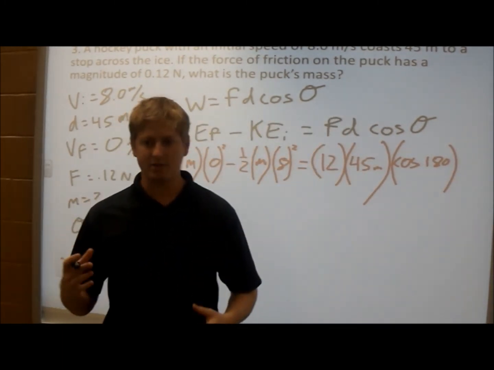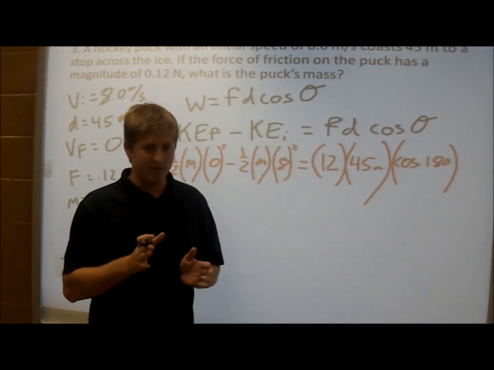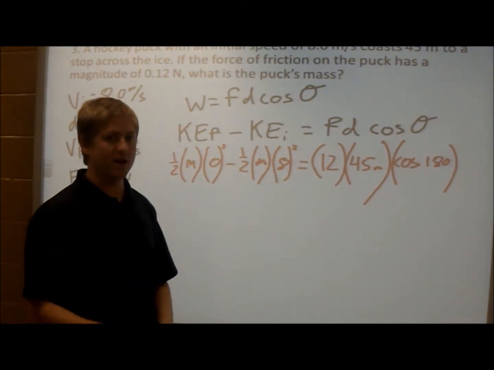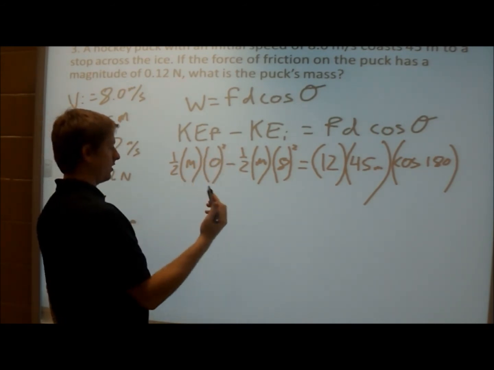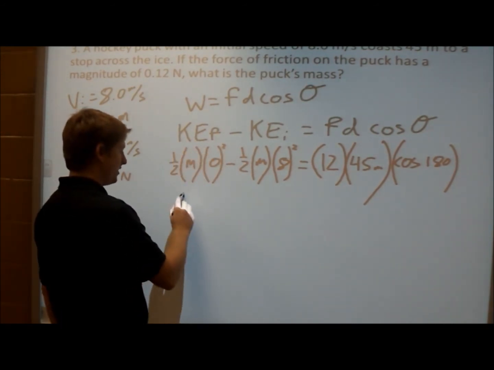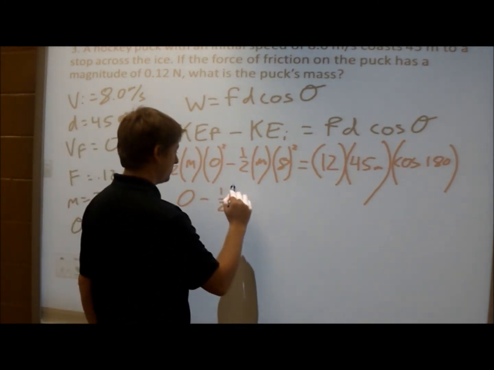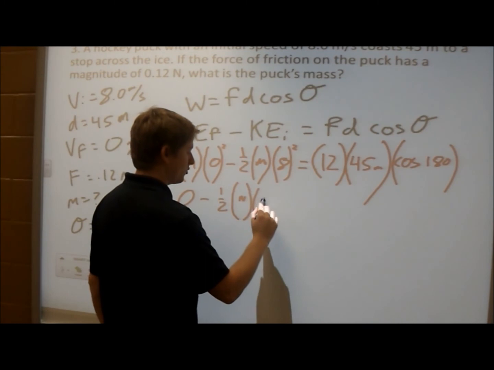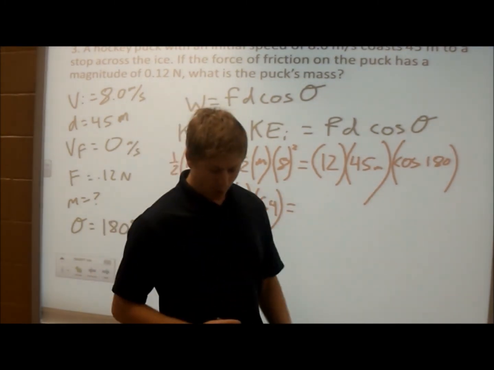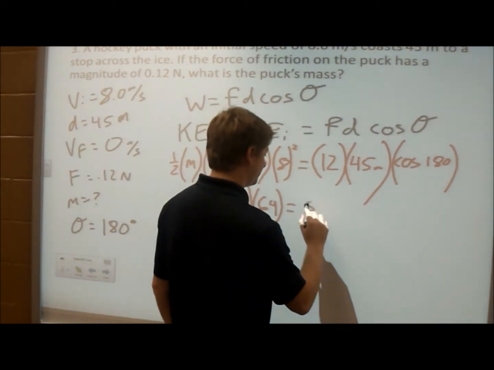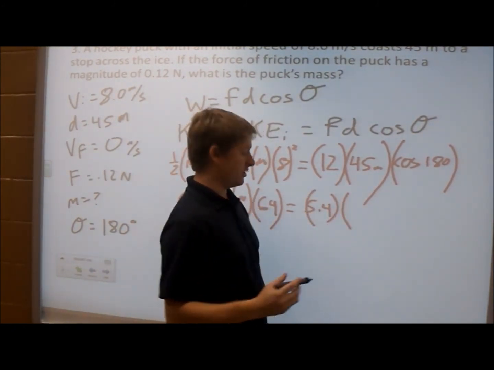Some of y'all are in a math class. You're walking around with these pie plates right now. On that pie plate, somewhere on there, it's going to tell you what the cosine of 180 is. Or you can do it in your calculator. So what is 1/2 m 0 squared? Well, 0 times anything, this whole mess here is 0, minus 1/2 times m, 8 squared is 64, equals 0.12 times 45, which is 5.4. And what is the cosine of 180? If you've done it in your calculator, you know it's -1.